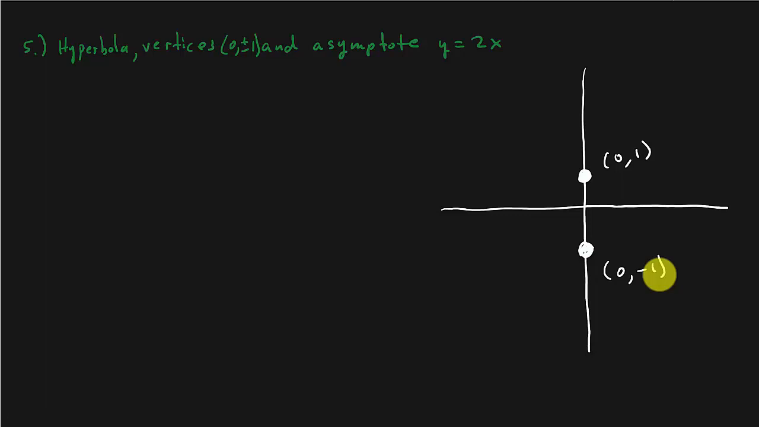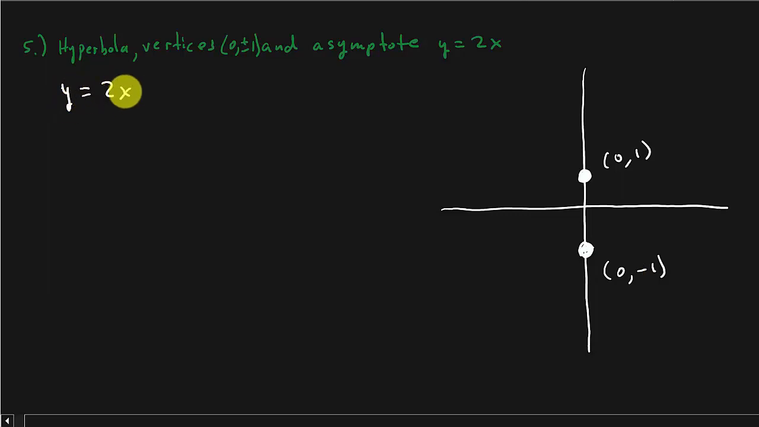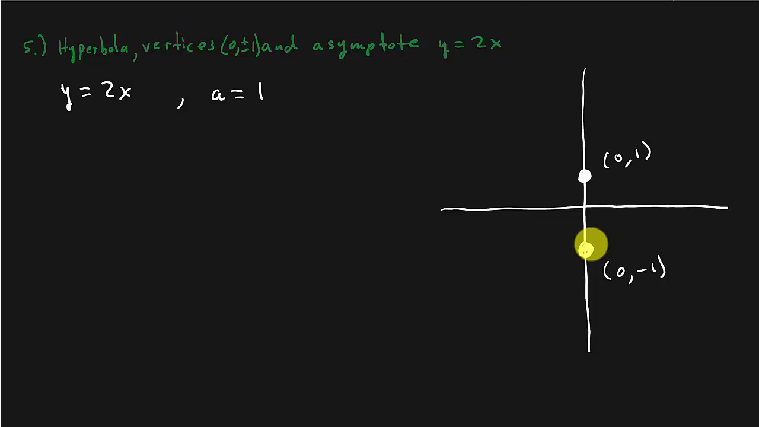Now let's see here. So the only other information they give me is y equals 2x. And let's write down what else we know. We know a is 1, right? Because we went up 1 and down 1 for our vertices. So we know a is 1. And we know the y squared term is going to come first because our vertices are on the vertical axis, okay? So we know it's going to be y squared over something minus x squared over something equals 1.